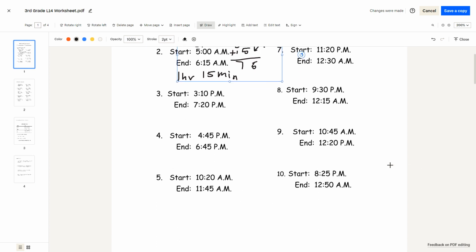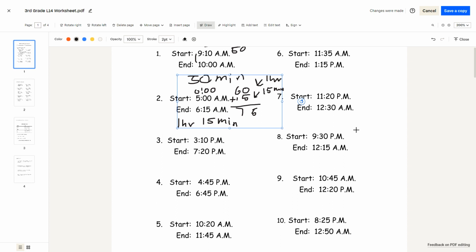Then we can do number 8 here, so 9:30 and 12:15. So 60 minus 30 is 30, but that only gets us to 10, and we want to hit 12. So we're at 10 right now, right? 30 minutes gets us to 10, and we need to hit 12. So it's 2 more hours.